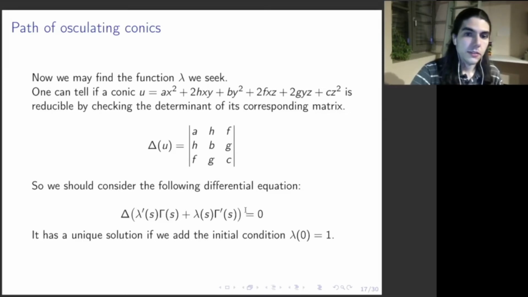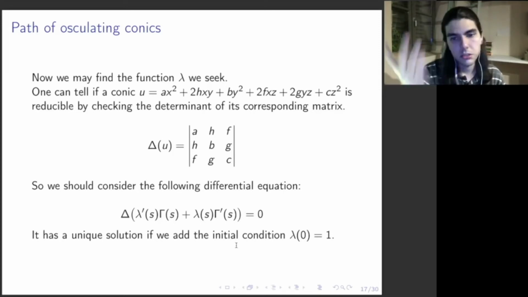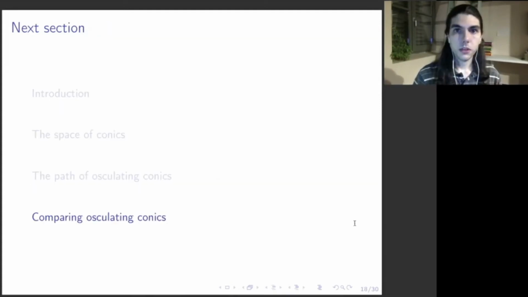So it means that the derivative of the path we are considering, lambda times gamma, the tangent of this path, is always the double tangent line. And it has a unique solution if we add an initial condition, say lambda of 0 equals 1. Alright, so now we already have a path of conics parameterized in a very special way with that property that we just explained, and now we're going to use it to prove the result.